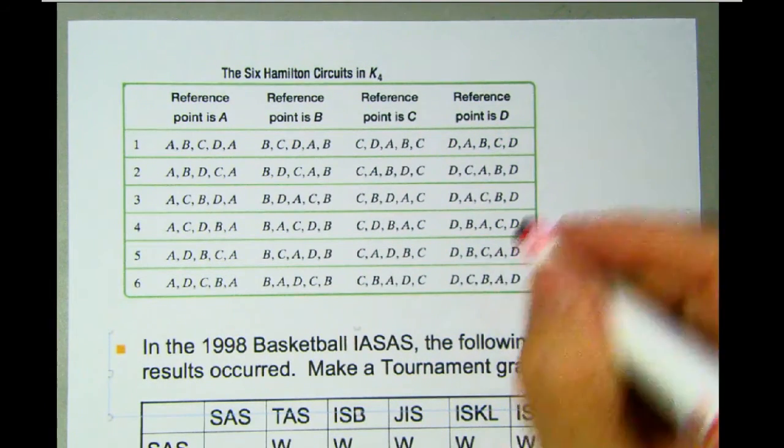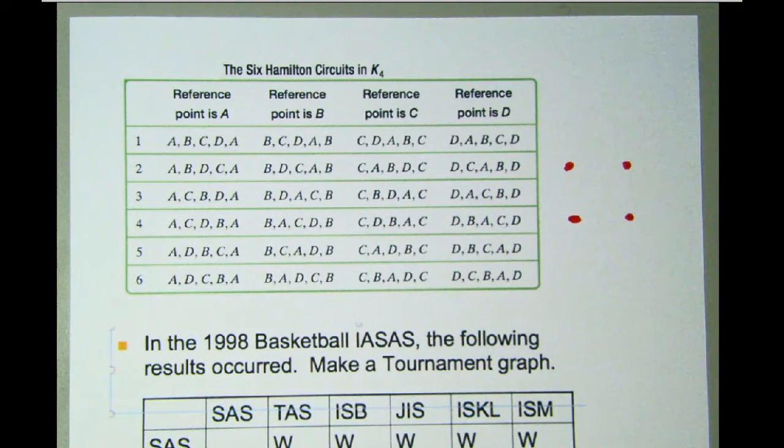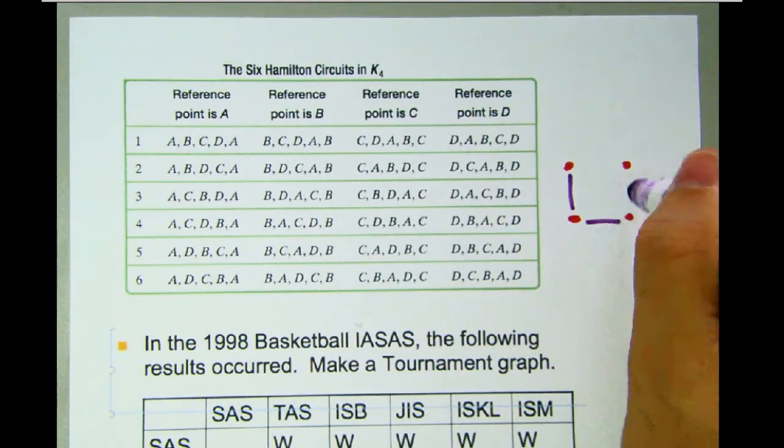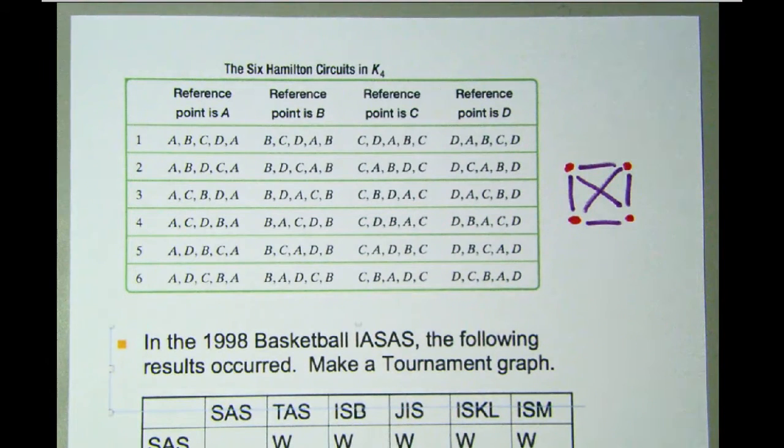Remember that the K4 is the complete graph for 4 vertices. That's the K4. Okay? Now, the last thing we want to do in this section is look at a tournament and build what we call a digraph.